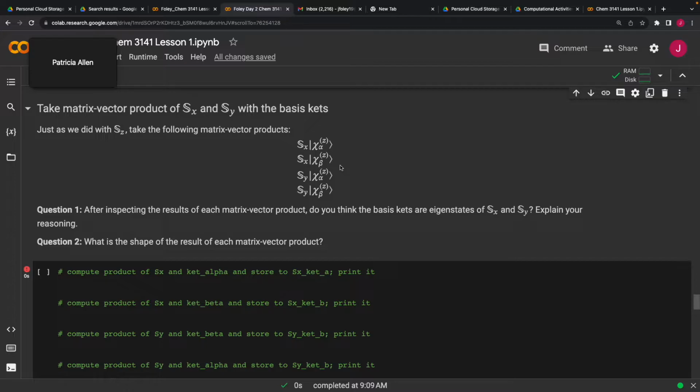Raise your hand if you think, yes, they're going to be eigenvectors of Sx. Raise your hand if you think, no, they're not going to be eigenvectors of Sx. Anyone raise your hand? Yes, there's a few hands raised. Let's do a proper vote. I'm going to tally the results. So, we're going to find out.